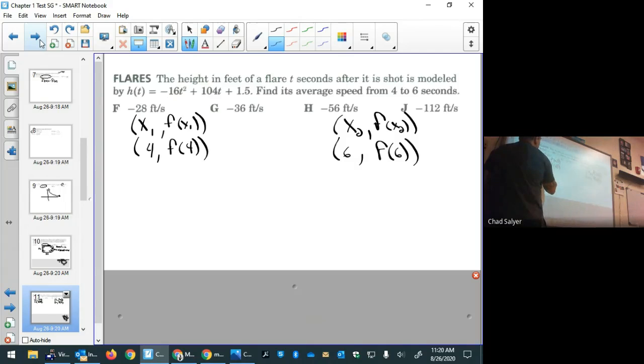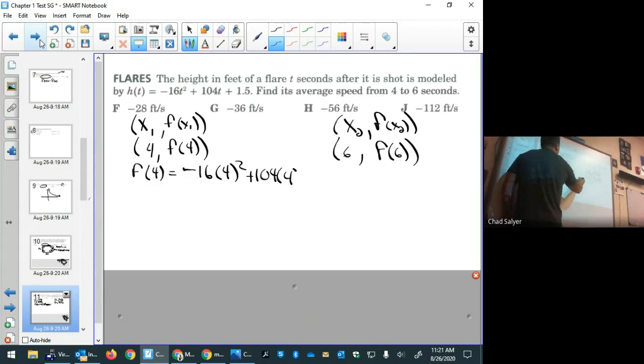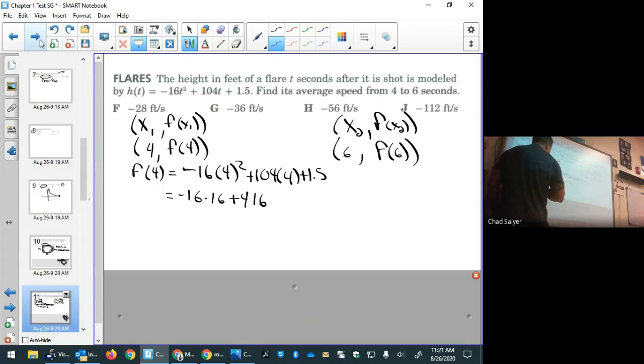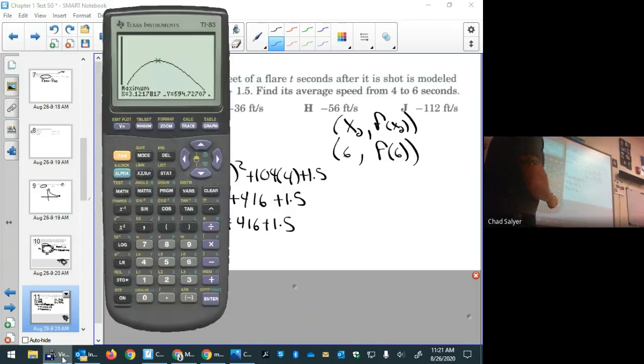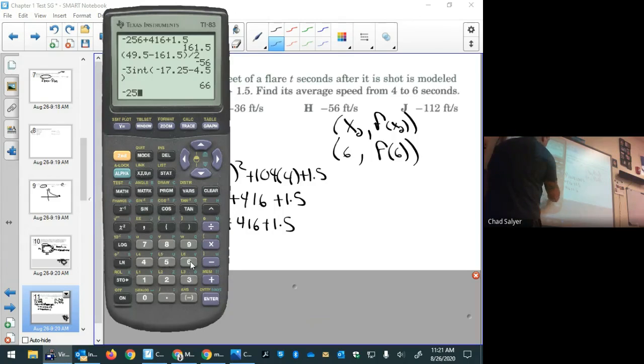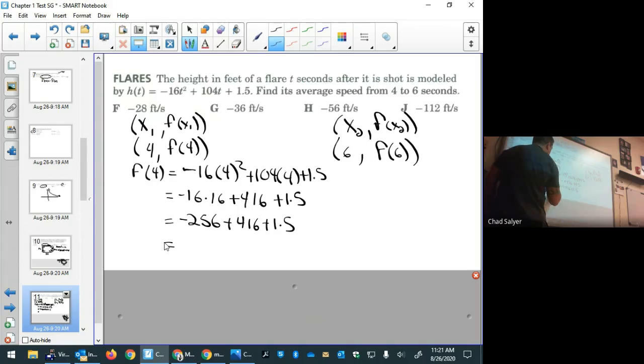So first of all, f of 4 is going to be negative 16 times 4 squared plus 104 times 4 plus 1.5. So that's negative 16 times 16 plus 416 plus 1.5. So that's negative 256 plus 416 plus 1.5. And we'll find that with the calculator here. Negative 256 plus 416 plus 1.5. So that's 161.5.